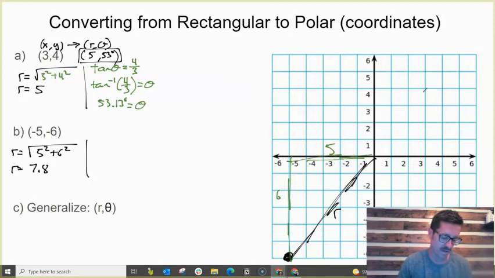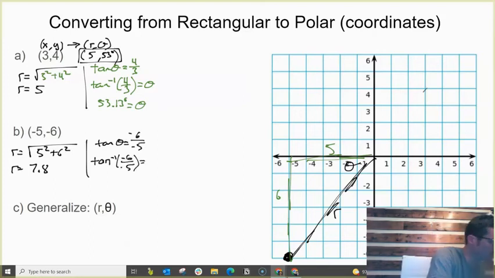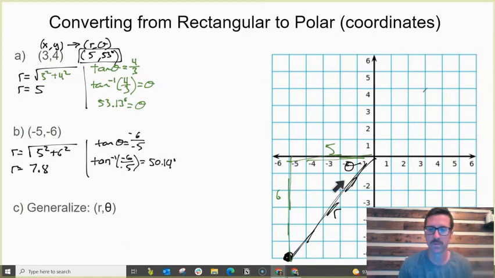Now, in order to find our angle, if I want this angle right here, we can use right triangle trig. We know that tan theta equals opposite over adjacent. I could put the negatives on it, but a negative over a negative is going to be a positive anyway. So I do tan inverse of opposite over adjacent, and that's going to spit out my angle. And I got 50.19 degrees. Now we have to be a little bit careful.